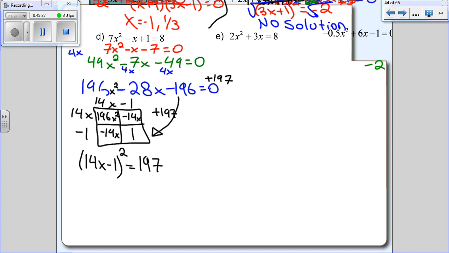That's always your goal. Your final answer for this would be 14x minus 1 equals the root of 197 plus or minus in front. Then you're going to add 1 and divide by 14. So you have 1 plus or minus root 197 divided by 14. You should look at that answer and try to simplify that radical as well. So if the root 197 can be simplified, you should simplify it. I don't think it can.